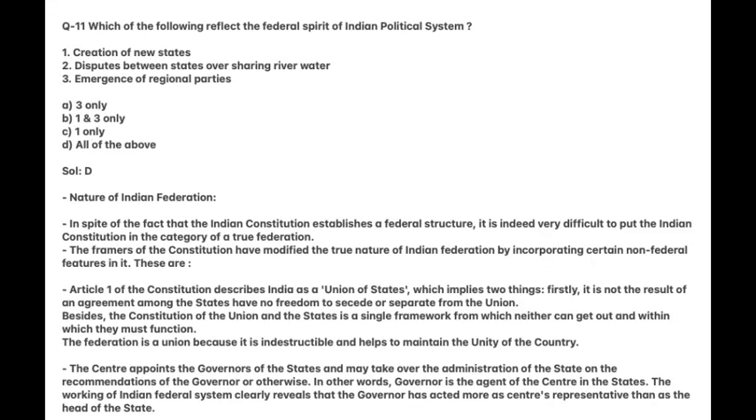Next, which of the following reflect the federal spirit of the Indian political system? One, creation of new states. Second, disputes between states over sharing river water. Three, emergence of regional parties. Answer is all of the above.